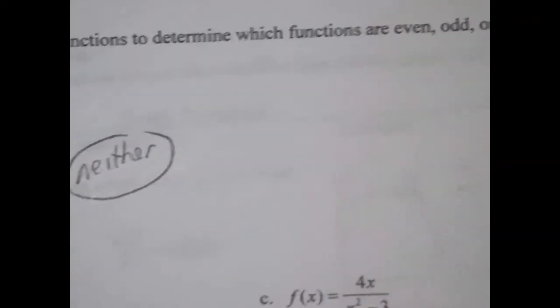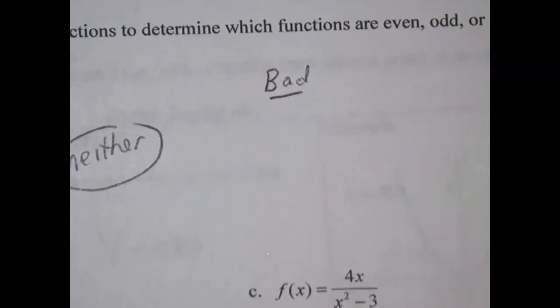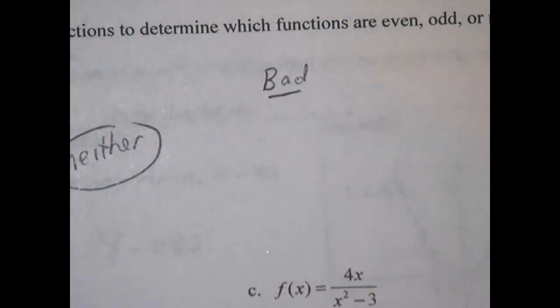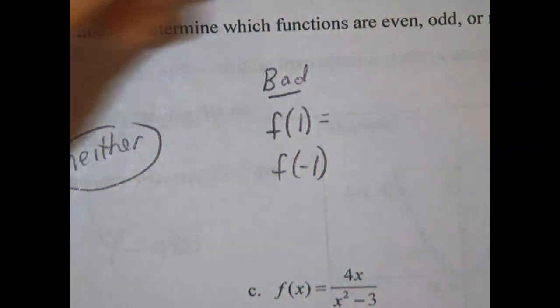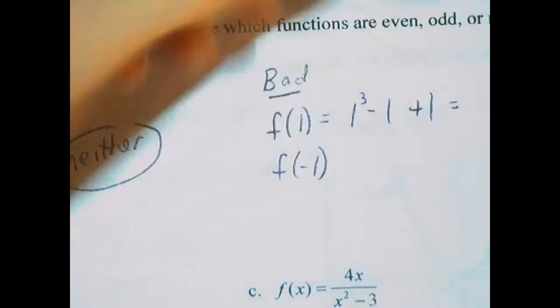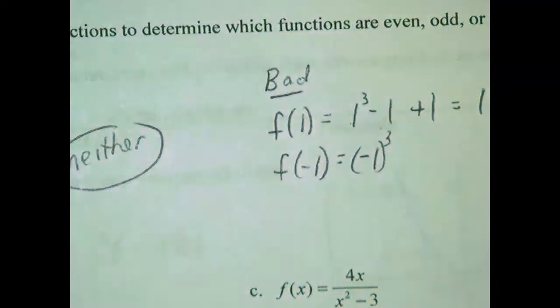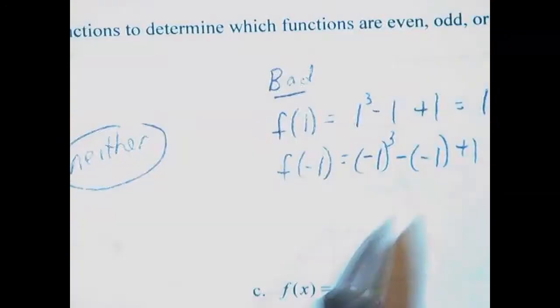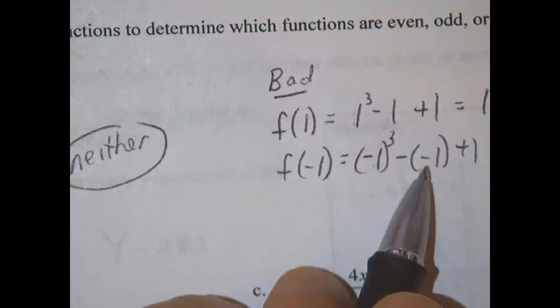Now here's the wrong test. Here's a bad test that some students in past years have used. I don't know if you got it from a teacher or from other students. That is to say, let's just try 1 and negative 1. So if you try f of 1 and f of negative 1, see what you get. If you try 1, you get 1 cubed minus 1 plus 1. That is 1 minus 1 is 0 plus 1 is 1. If you plug in negative 1, you get negative 1 cubed, and then subtract a negative 1, plus 1. This gives negative 1, this gives positive 1, so they cancel, and this also gives 1.